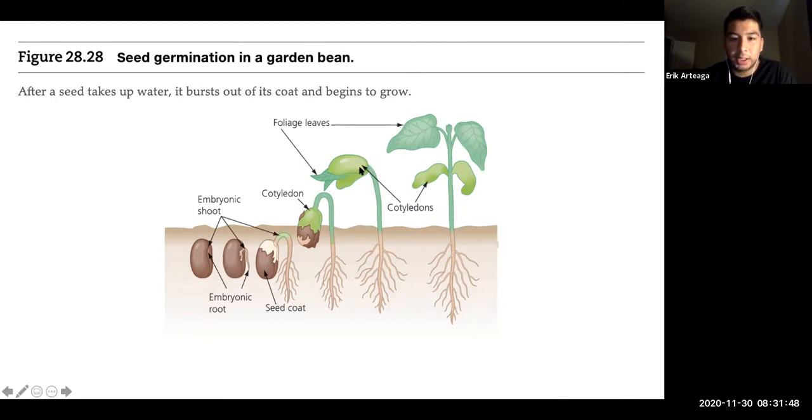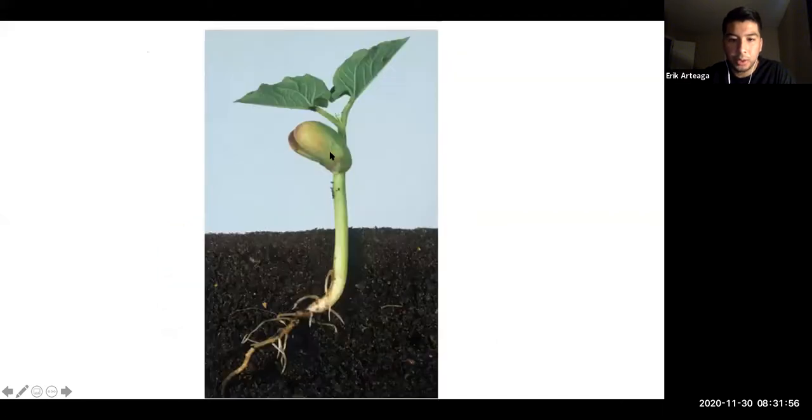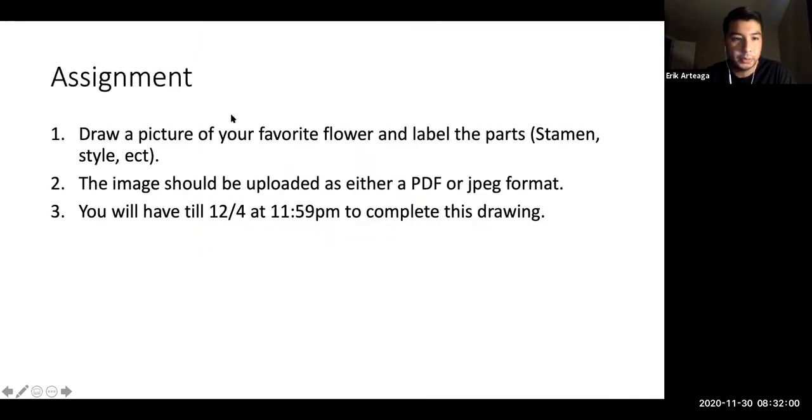And remember, we talked about the cotyledons. Either it's a dicot or monocot. So again, this is going to be the dicot with two cotyledons. Okay. Again, here we have the bean, or the growth of the bean plant.